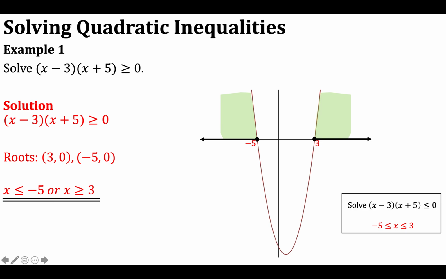If we had been asked to solve (x - 3)(x + 5) less than or equal to 0, we would have had this area in here, okay? And that means that x would have to lie between negative 5 and 3. So it would be these values that we would have been examining. I'm just trying to show you the difference between how we would write the two sets of inequalities, given your original expression being greater than or equal to 0 or less than or equal to 0.